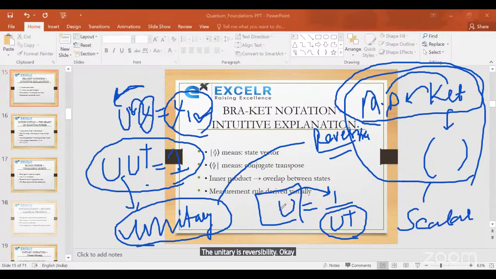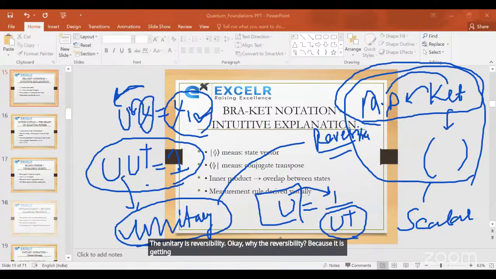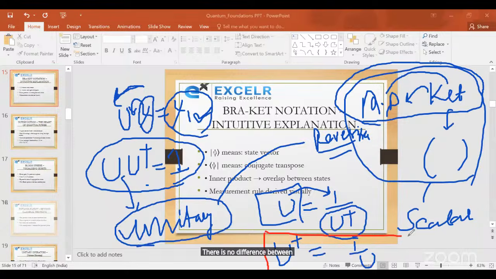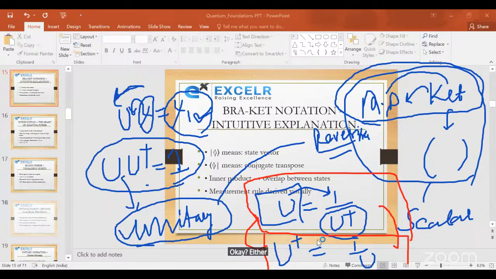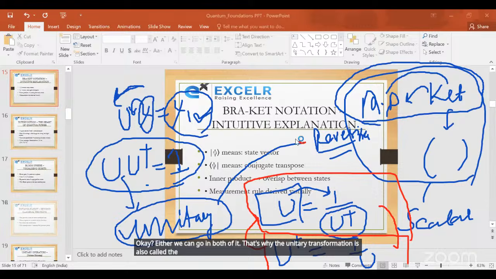Why is it reversibility? Because it is getting 1. So we can also write U dagger is equal to 1 upon U. There is no difference between these two, either this or this. That's why it is called the unitary transformation, and that's why it is reversible. There is no difference from here to here, or from here to here. We can go in both ways. That's why the unitary transformation is also called the reversible transformation.